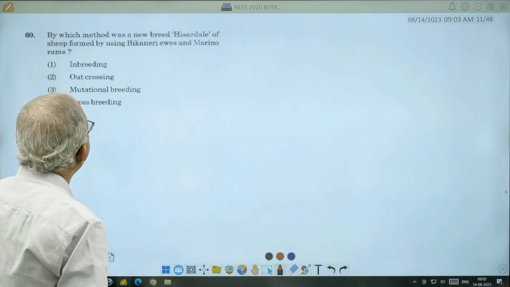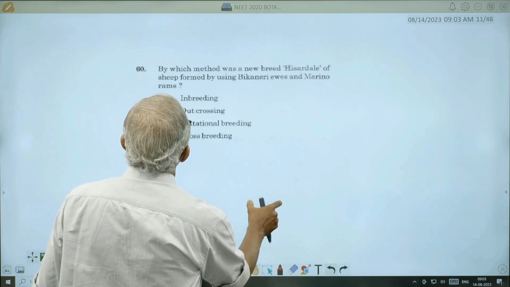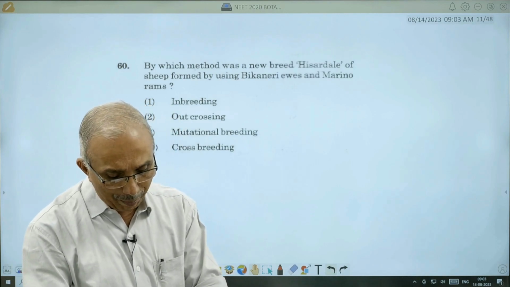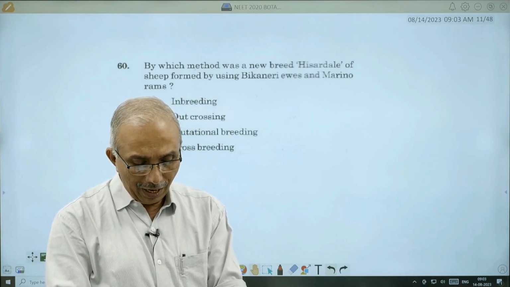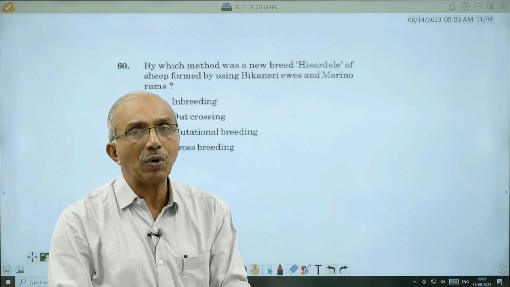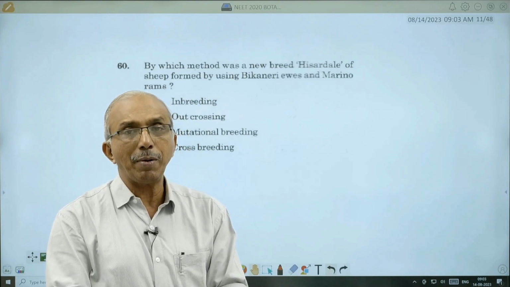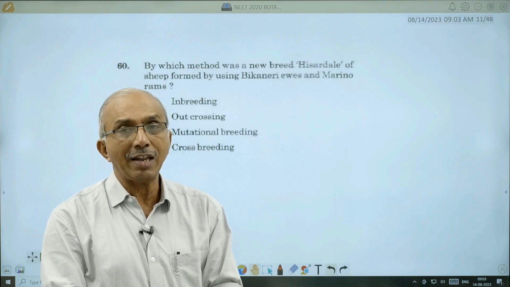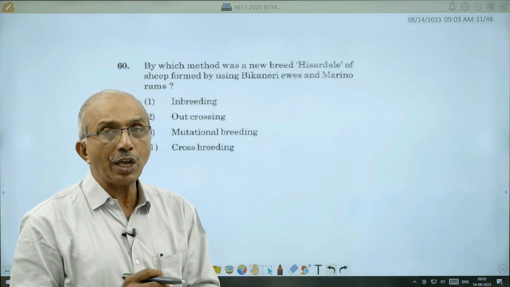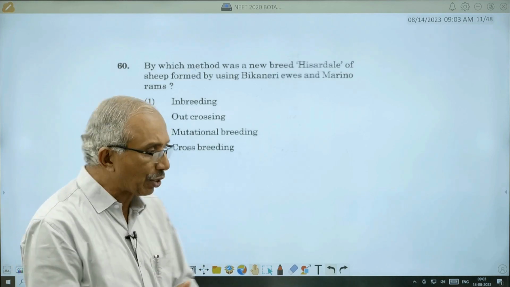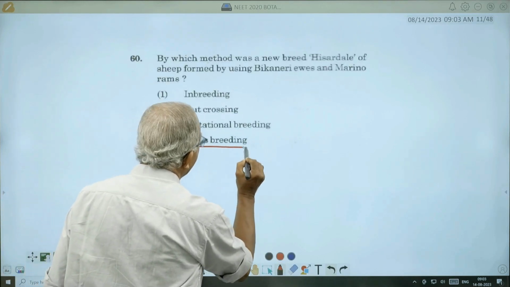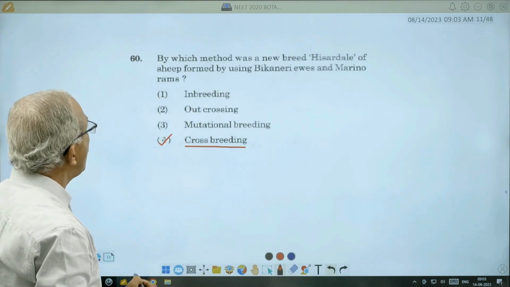Then next is by which method was a new breed Hisardale of sheep formed by using Bikaneri ewes and Merino rams. Bikaneri ewe is a breed. Merino ram is another breed. So these two animals belonging to two different breeds are crossed together. The method of breeding is cross breeding. It is obtained from cross breeding.